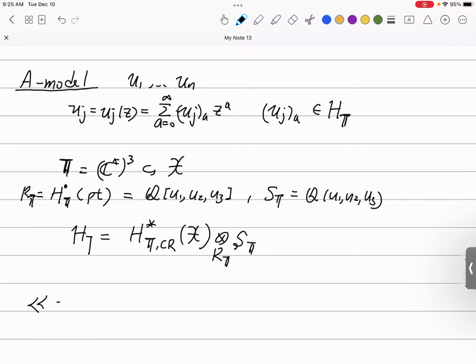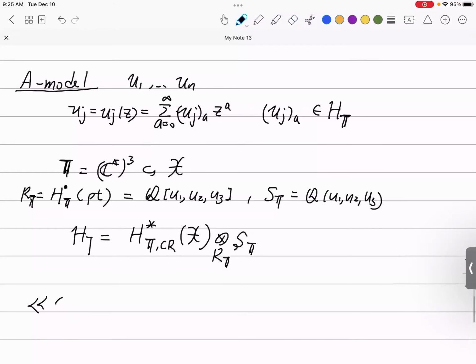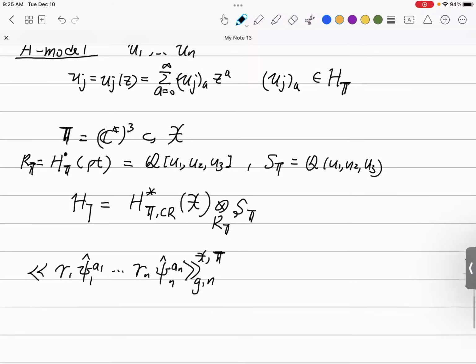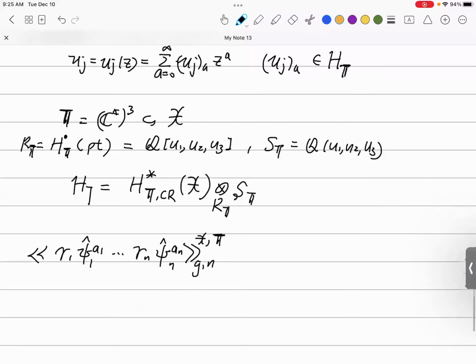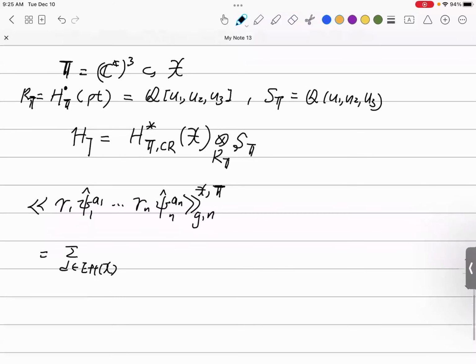So recall that we have this notation. Let me slightly change the notation. Last time we defined these correlators. These are descendant equivariant Gromov-Witten invariants. So the double bracket means that we sum over degree, over effective curve classes.